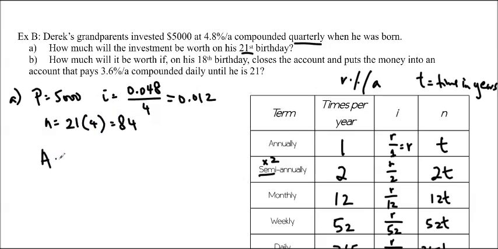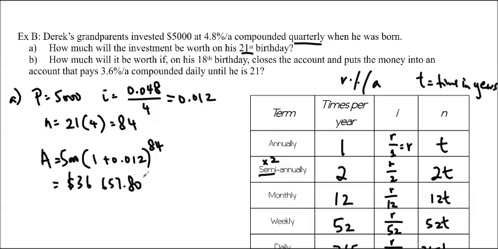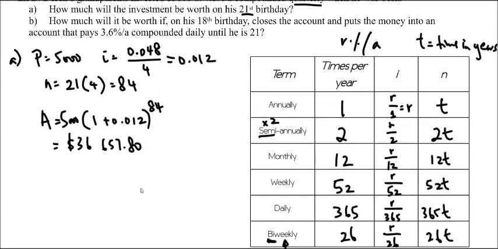So A is equal to P times 1 plus 0.012 to the 84. Oops, I should have written what P is. It's a little early in the morning. So 5,000 right there. You just type that into your calculator, away you go, and I get $36,657.80. So his grandparents made a wise investment.